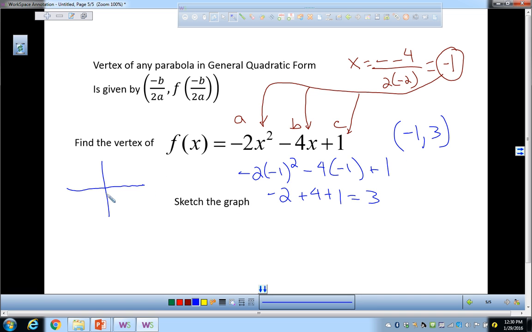But I know that it goes through negative 1 and up 3. 1, 2, 3. Is this a positive? Is it upside down or right side up? Upside down.